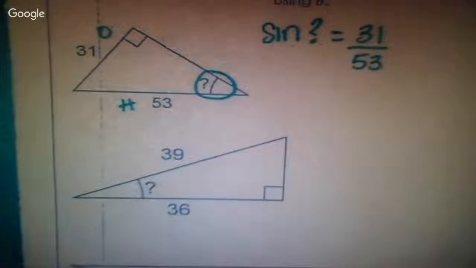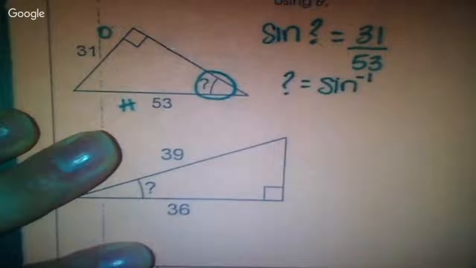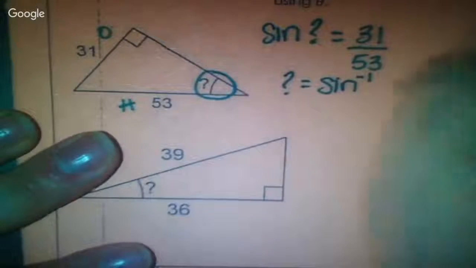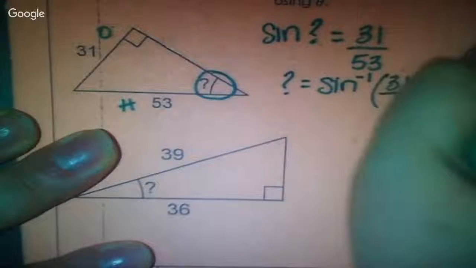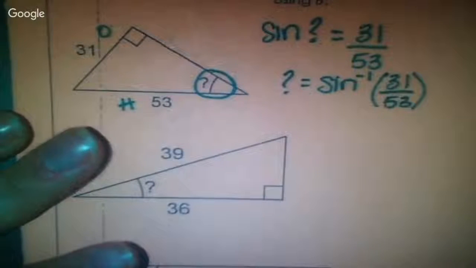Okay, so normally to move things to the other side of an equation, we have to do an inverse. If it was positive, we had to subtract. If it was being multiplied, we had to divide. If it was being squared, we had to square root it. Well, sine also has an inverse. The inverse of sine, so your question mark would equal your inverse sine, which is kind of like sine to the negative one. Is that on the calculator? Yep. 31 divided by 53. That's it.